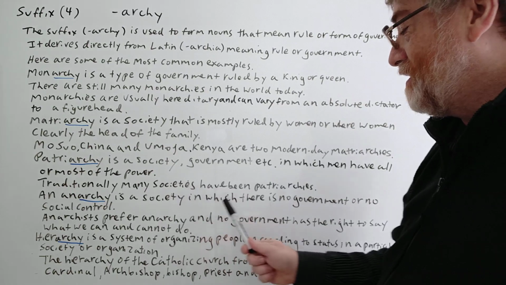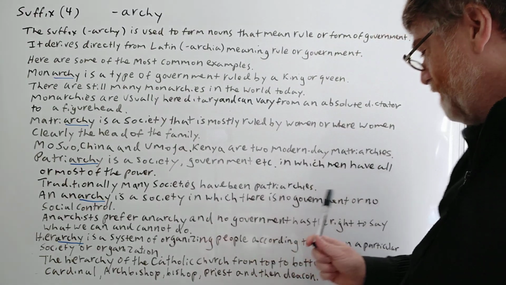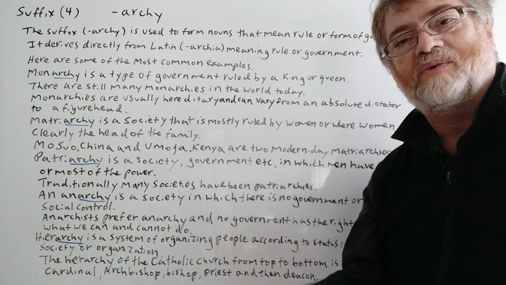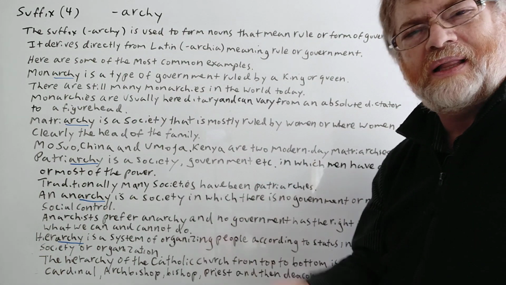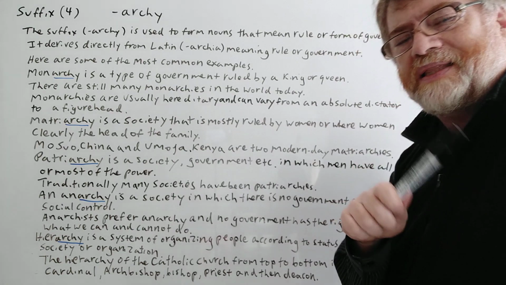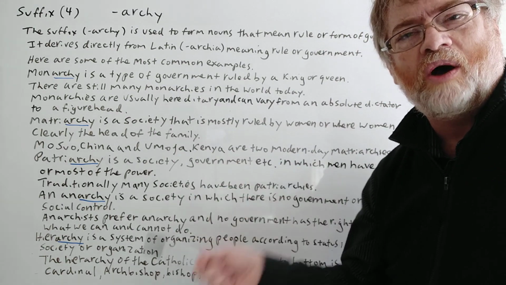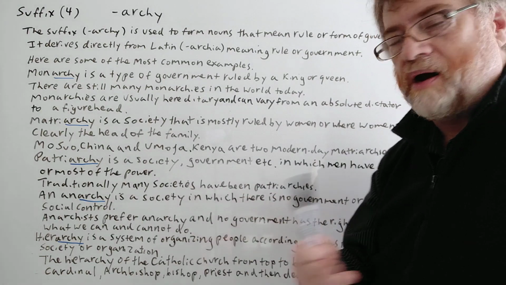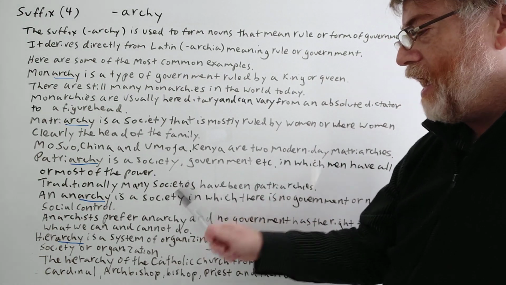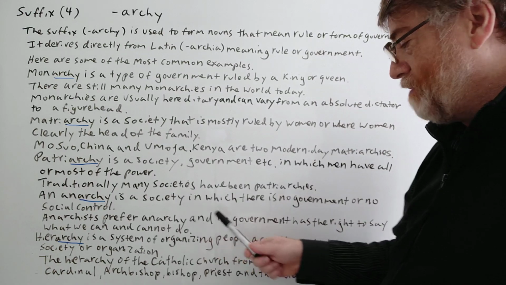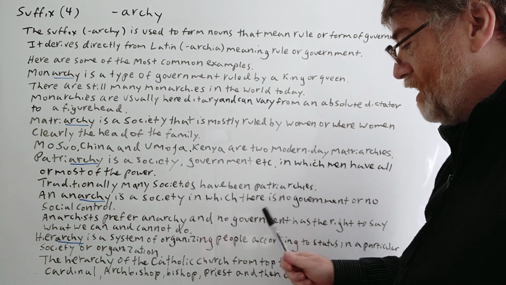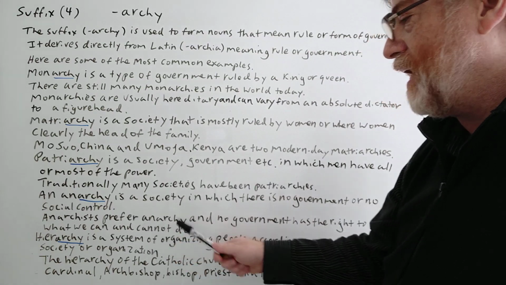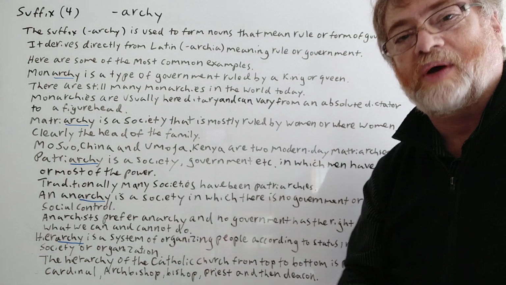Now we have anarchy. Anarchy is a society in which there is no government or no social control. That's what we mean by an anarchy. A lot of times when you have a word like atypical, the a sometimes means no. So I guess this is where we get the idea of anarchy. We have a sentence here. Anarchists prefer anarchy and no government, and they really believe no government has the right to say what we can and cannot do.